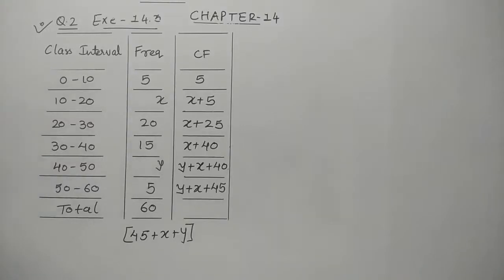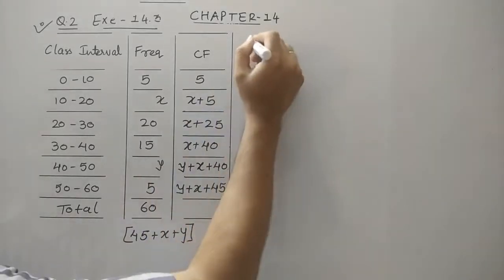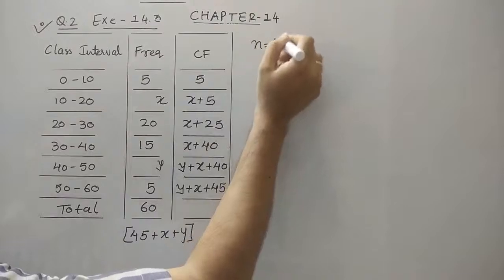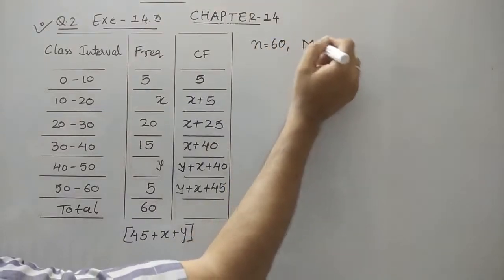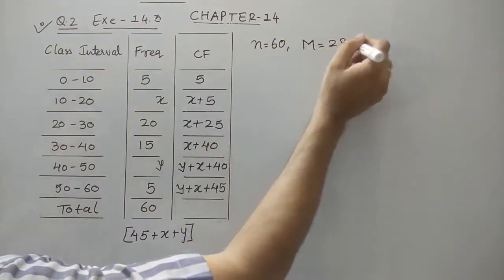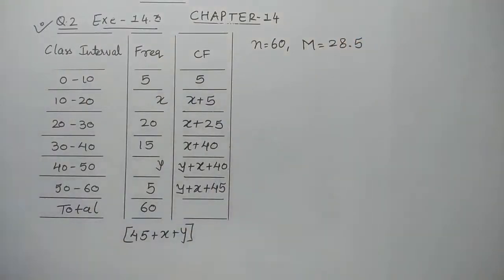Okay. Now let's find out the median class, which is the most important. In this question they have given the two values. एक and दे दिया है हमें, that is 60. And if you read the question, they have given the median also, that is 28.5.